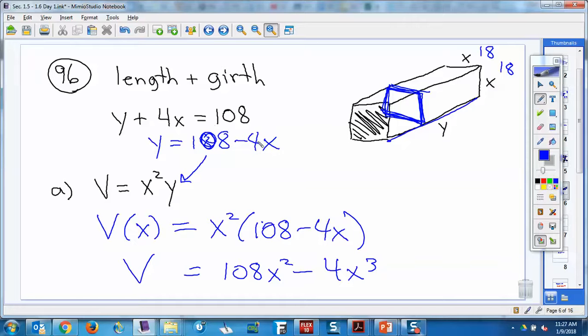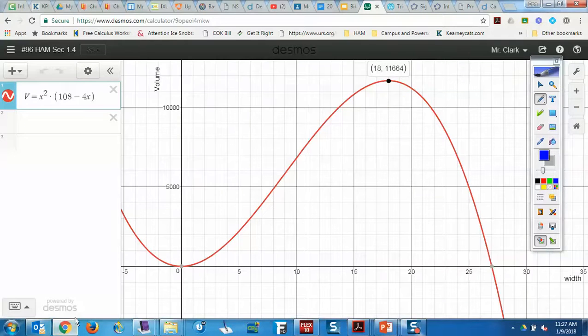And if you put an 18 in here, 18 times 4 would be 72. 108 minus 72 is 36. And so it would be 18 by 18 by 36. Okay, and that would be the maximum size and the maximum volume you could have that would be allowed to be made.